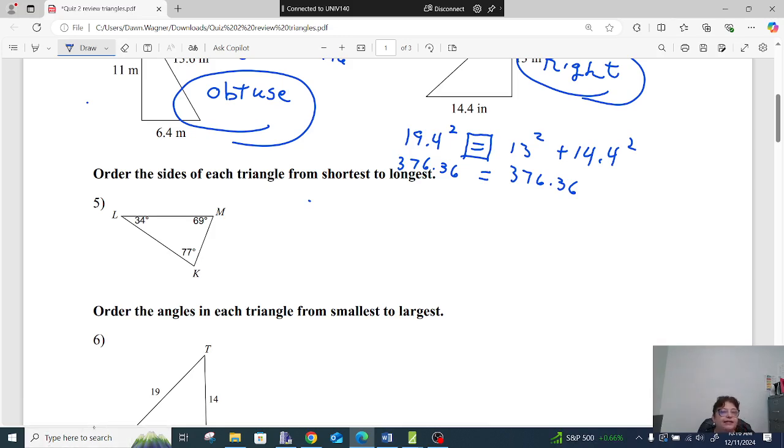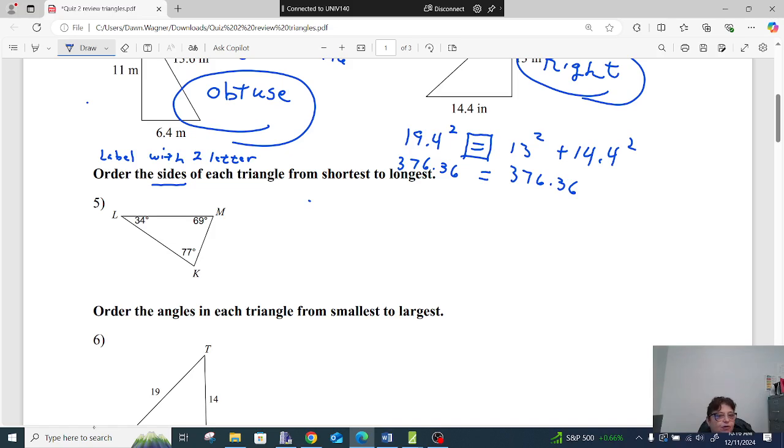And remember that a side you have to label with 2 letters. You can't just give me 1 letter for a side length. Label with 2 letters. You wouldn't believe how many people get this one wrong just because they give me 1 letter. What did you say about the largest side? It is going to be opposite the largest angle. So right here, it's saying from shortest to longest.